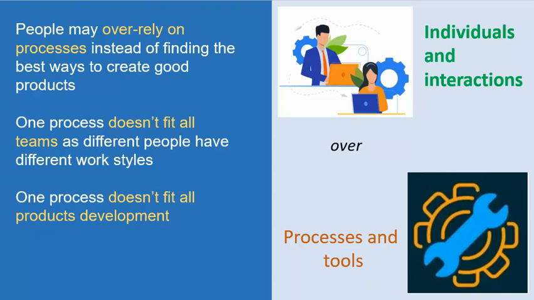One process doesn't fit all the teams or all product development teams, because different people have different work styles. So, for example, agile has processes, but agile doesn't stop anyone from doing customization in it. So we do customization in agile also. A team can customize the agile process to what suits them.